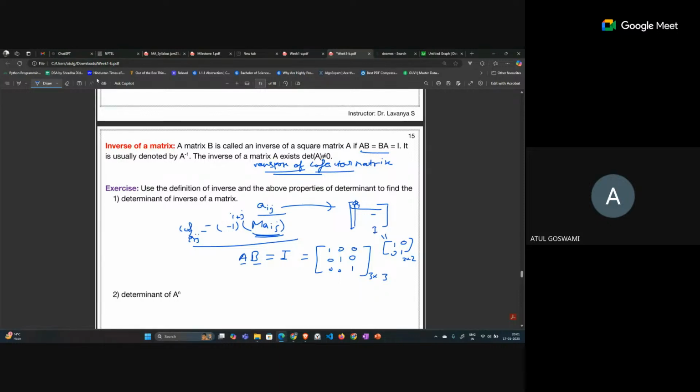Or it acts as one. Basically, how does it act as one? If you multiply the identity matrix into any matrix, we get the same matrix, no change, just like multiplying by one. That's why we call it identity. Is that clear? So for inverse, the definition is: suppose this is matrix A, this is matrix B. We multiply, and we get the identity matrix. Then we can say A and B are inverse matrices of each other.